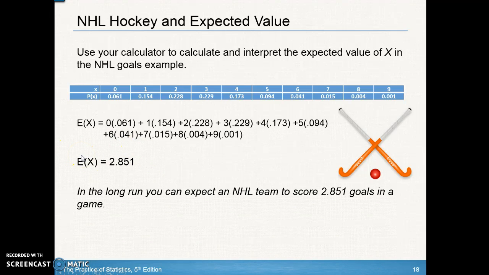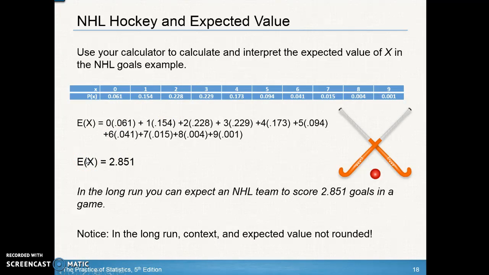So what does the interpretation mean? And remember, it's always in the long run. It's not after one game. So in the long run, you can expect an NHL team to score 2.851 goals in a game. Obviously, it doesn't make sense. You can't score 3/4 of a goal, but due to the probabilities, if you round that up to 3 or down to 2, it's essentially changing those probabilities. So do not round it, please leave it. So when you're interpreting it, make sure you put it in the long run, in context, and do not round the expected value.